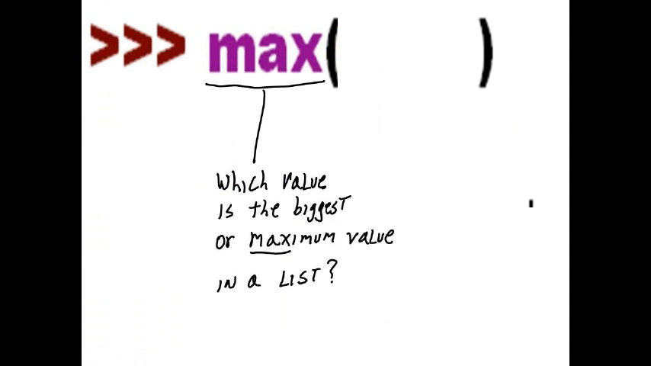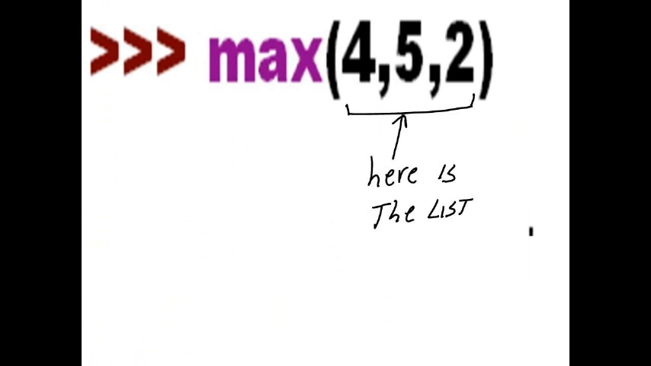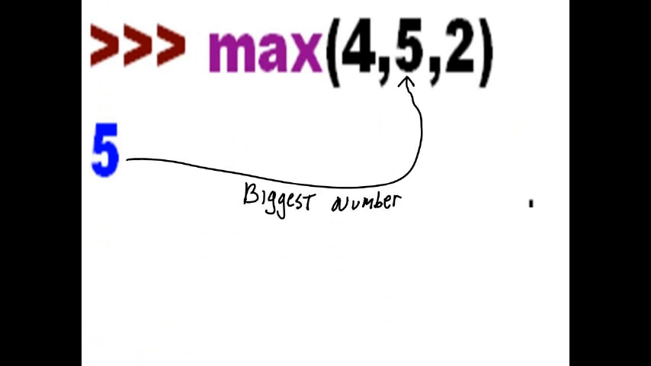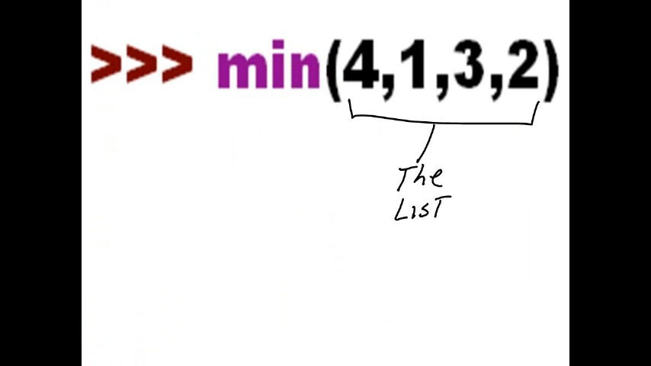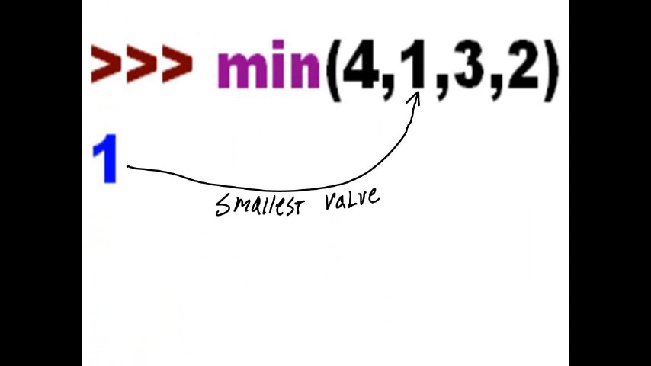Now let's go to the max function, max. Which value is the biggest or maximum value in a list? Here is the list, 4, 5, 2, which is the maximum value. I hit enter, and it tells me 5. 5 is the biggest number in that list. Now I go to the next function that I know, min, M-I-N, which is the smallest number in the list. Which is the smallest number in the list? Min. Here's the list, 4132. I hit enter, and the smallest value it tells me is 1.